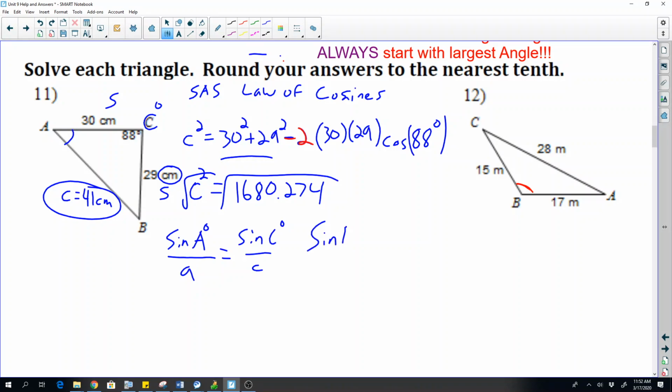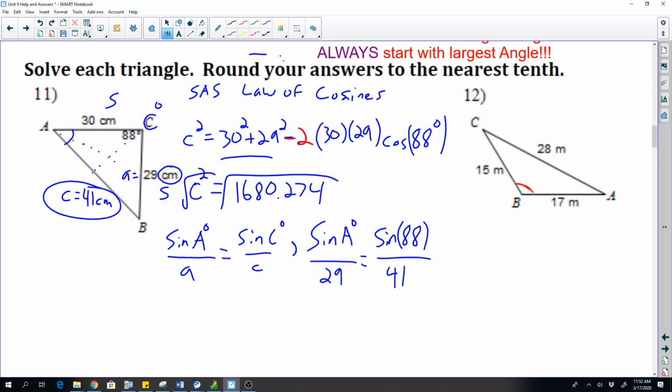So sine of A we don't have, so we'll write it first, but we do have little a. So across from big A is what? Remember this? Little a, which is 29 centimeters. And then angle C, they gave that to us. It's 88 degrees, so we'll do sine of 88 degrees all over the side opposite it that we just found. And what did we just find? We found 41 centimeters. Okay, so this is from the law of sines assignment.